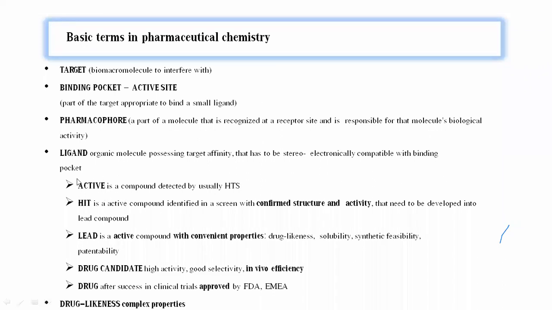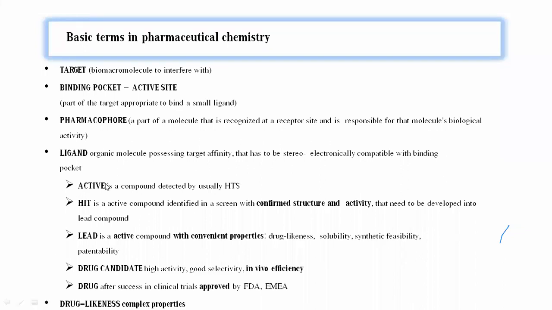Now, what is the meaning of the term active? Active is a compound detected by HTS. HTS is nothing but high throughput screening. Now, when we discuss any drug molecule, we are not catching the drug molecules directly from the tree, like we catch mangoes from the mango tree or apples from the apple tree. This is not the process of discovering or identifying any drug molecule.